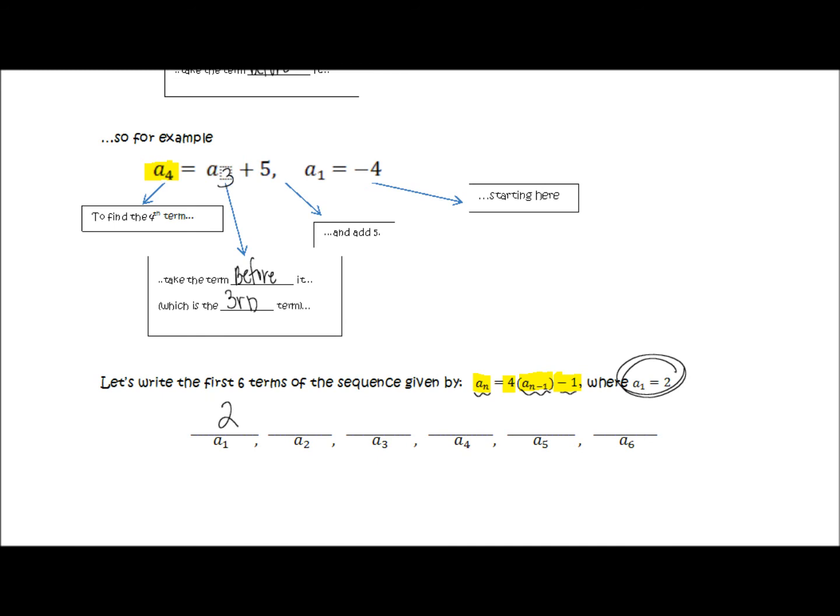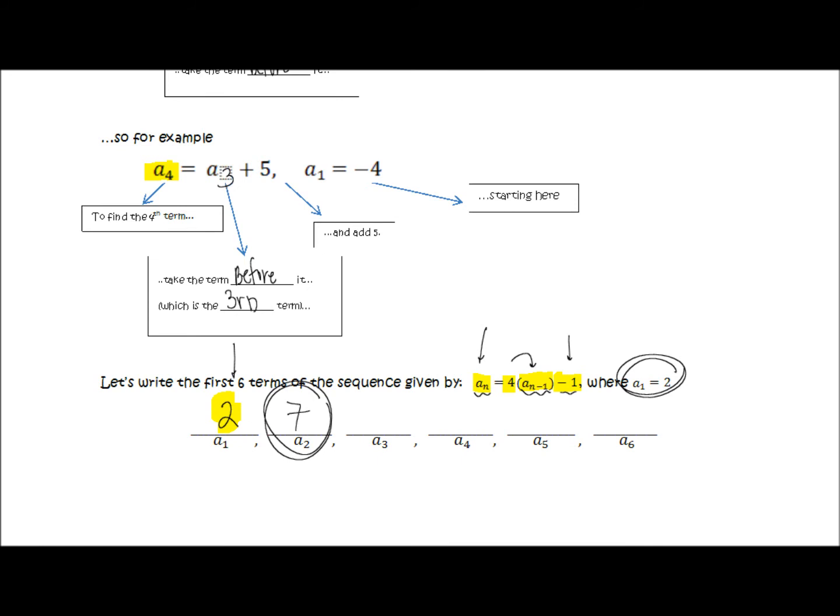Let's try to find a2. Remember that any term is just 4 times the term before it minus 1. So if we're trying to figure out term a2, we look at the number before it. That's a 2. To determine this second term, we just take 4 times that 2, which is 8, and subtract 1, which is 7.